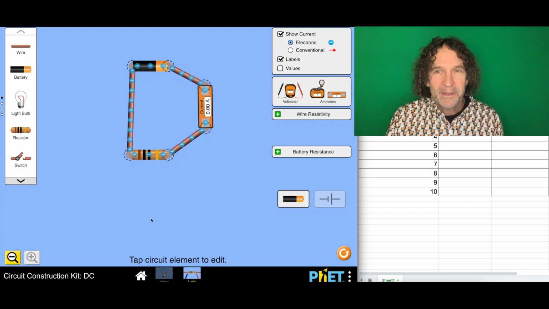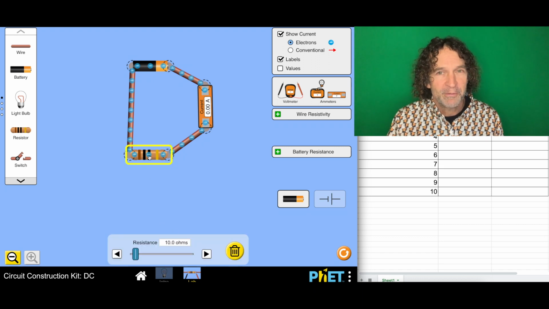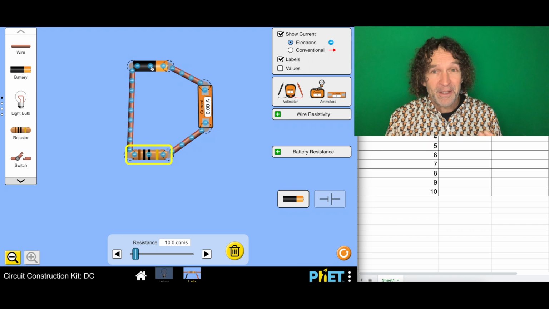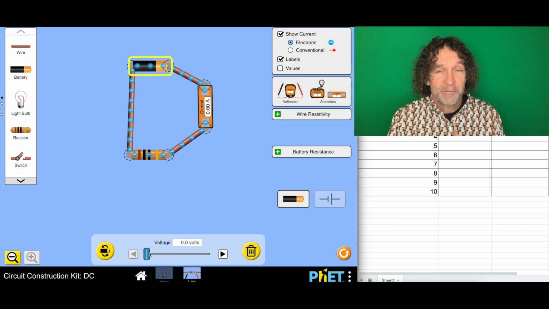Now I can't rely on the potential difference across the battery, which we actually call an electromotive force. It's called an electromotive force, not surprisingly, because it's a force that moves electrons.